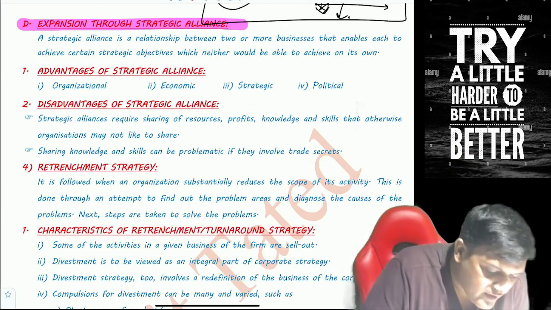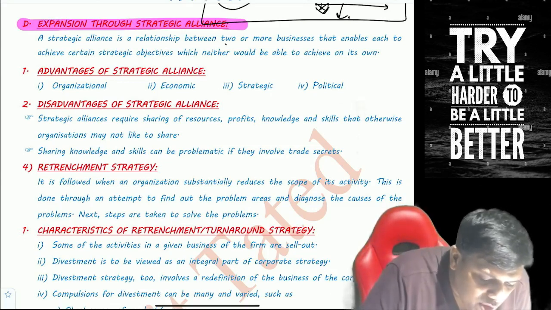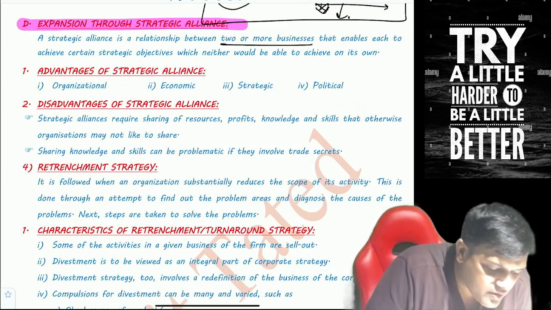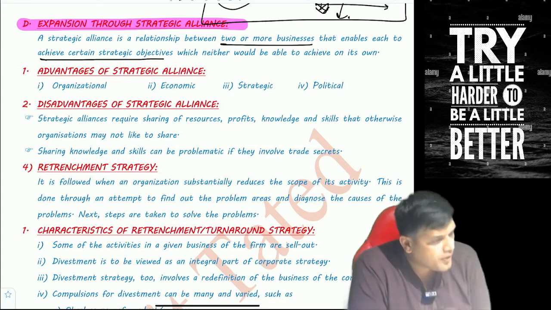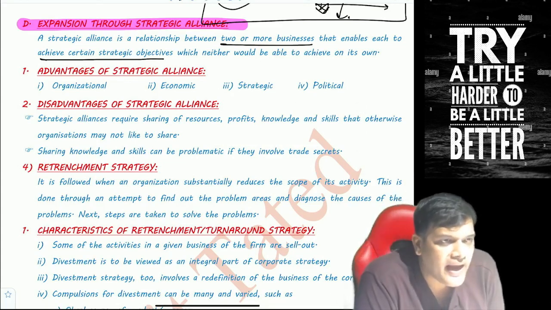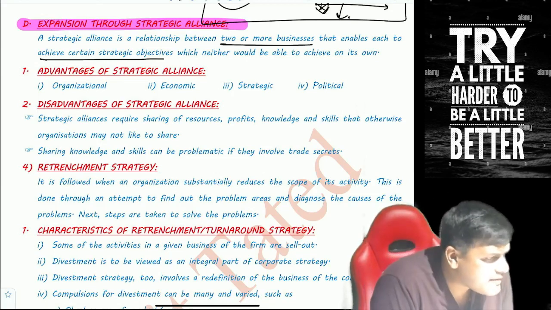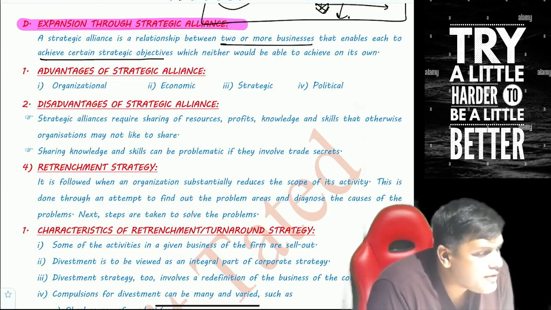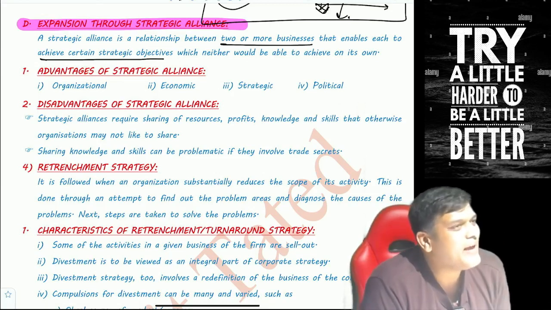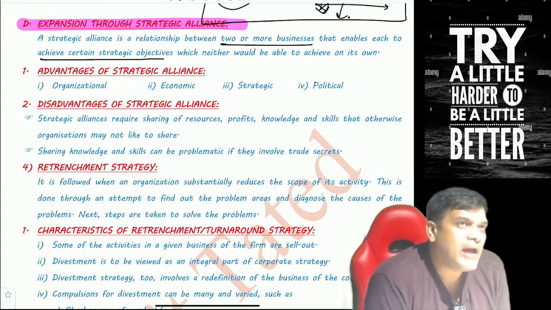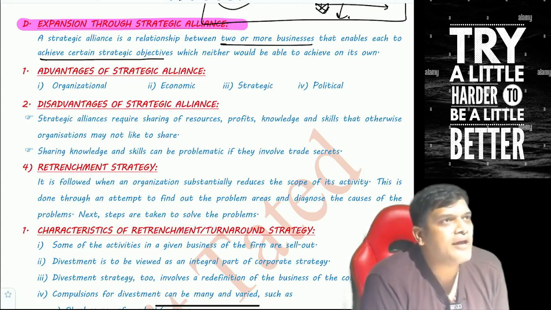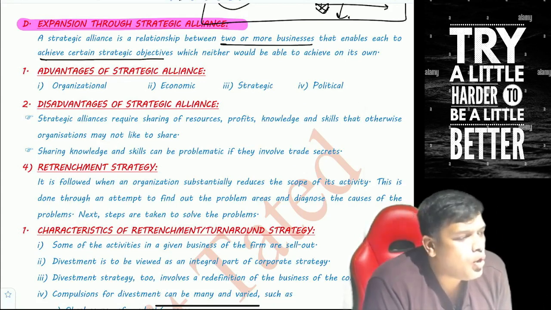Strategic alliance is basically a relationship between two or more businesses so that each achieves certain strategic objectives which neither would achieve on its own. One of the important elements in strategic alliance is why I enter into an alliance. Let's understand like this. Suppose Neha is having her own classes and I am having my own classes. Neha does not have a faculty for EISSM and I do not have a faculty for costing. So I enter into a strategic alliance with Neha.